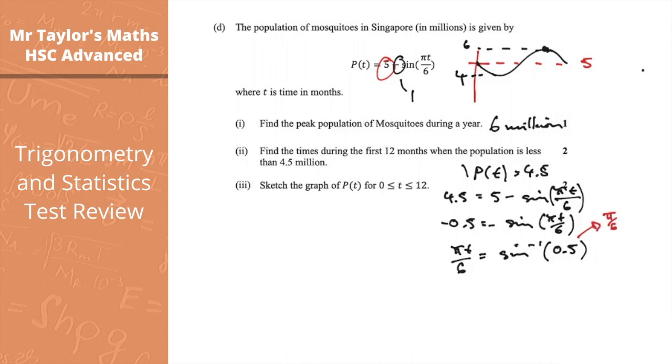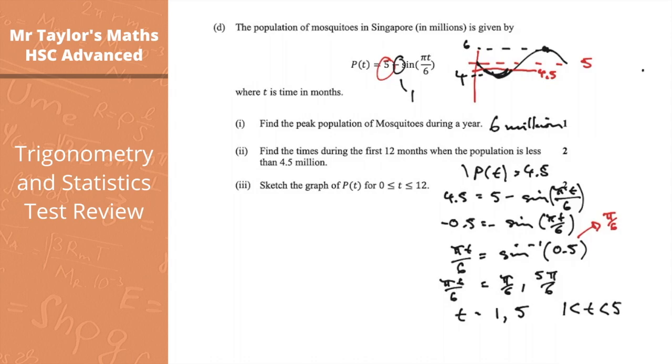So when is sine positive 1/2? That's the first quadrant. And the second quadrant, which is pi minus pi on 6, that's 5 pi on 6. And I need to divide everything by pi on 6, which gives me a nice 1 and 5. So correct answer here, think back up to this diagram. There's 4.5. So I want this bit here. So that is between 1 and 5.